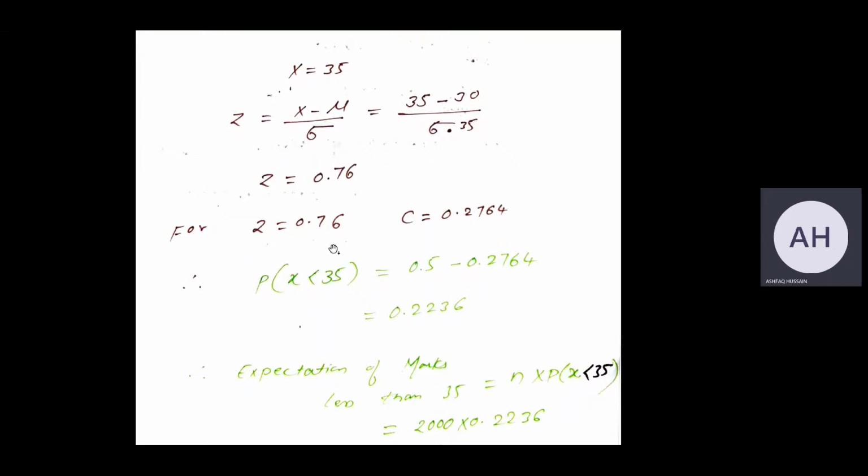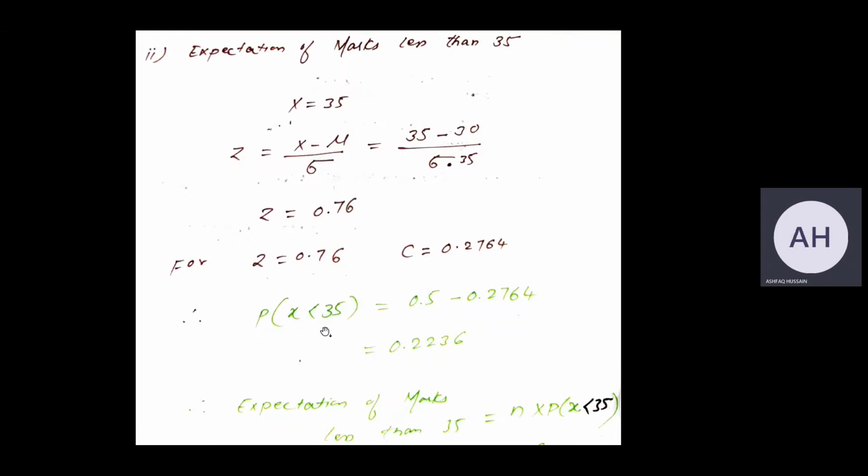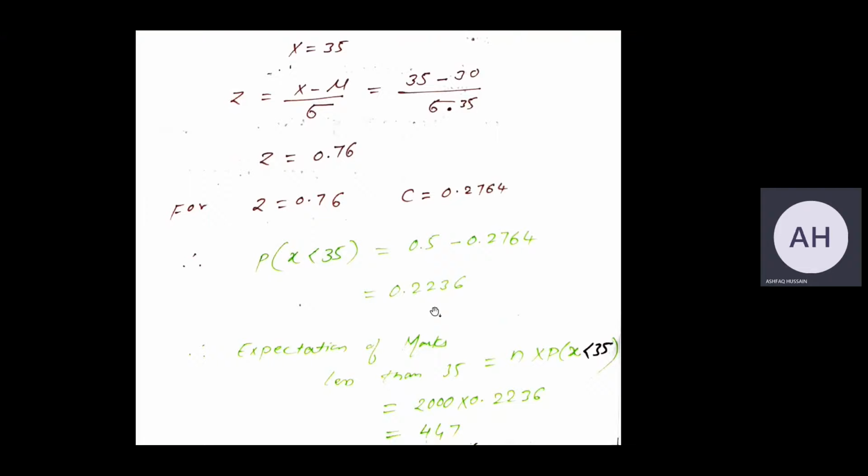Now we have the equation for when the value is less than or greater than. Here x is less than 35. The question is the expectation of marks less than 35. So for the probability of marks less than 35, we have the equation 0.5 minus the C value. Subtract this value and you'll get 0.2236. Now the expectation of marks, the number of students who score less than 35, can be obtained by multiplying this probability with the number of students. When you multiply, you will get 447 students.